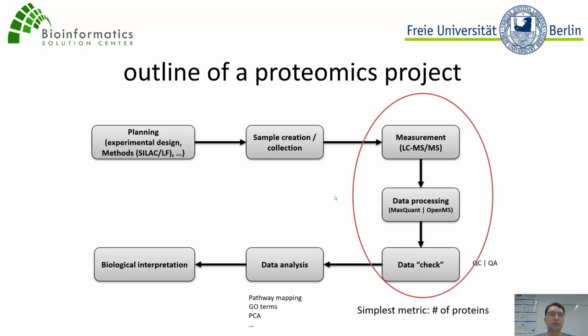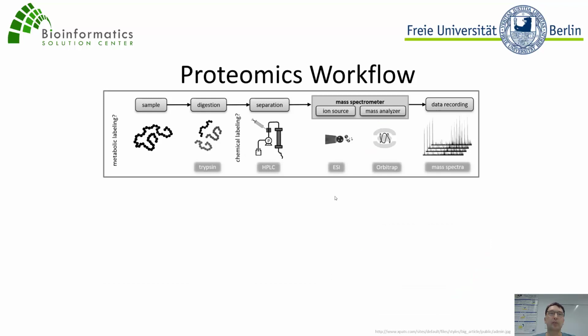Now, we will concentrate on the section highlighted in red in more detail. Starting with the sample on the left, which may or may not be metabolically labeled, we typically digest proteins to peptides using trypsin and perform a complexity reduction step using some kind of separation technique, HPLC comes to mind. And then we measure the sample over the course of minutes to hours on a mass spectrometer, which then spits out some kind of raw data, so many spectra in some vendor-specific format. So this will contain lots of MS1 and probably even more MS2 spectra.